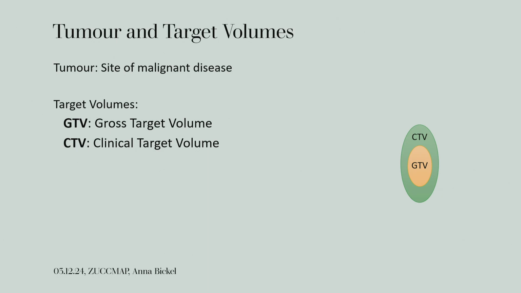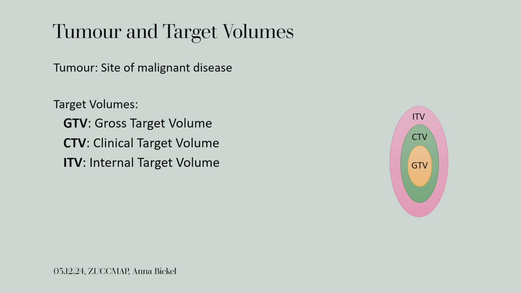So the first volume is the gross target volume, which is the visible tumor on the image. So we just mark on the CT where we see the tumor. This is what the doctor does. Then we have the clinical target volume, where a margin is added to the GTV to make sure that we do cover the whole tumor, because we have cancerous cells around the tumor which we do not see in the image, but we still have to kill them, because if we don't, the cancer will come back.